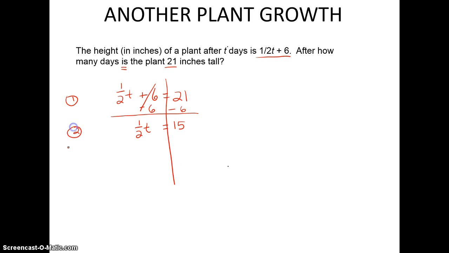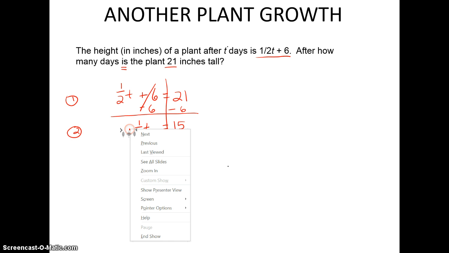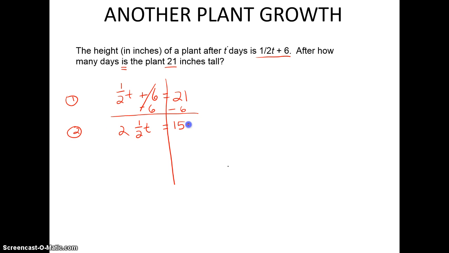Step 2, get rid of any multiplication or division. Here is a multiplication sign right there. So the opposite of multiplying by 1/2 is multiplying by 2. My multiplication sign won't stay. So 1/2 times 2 is 1, so I have t left over. 15 times 2 is 30. It will take 30 days for that plant to be 21 inches tall.